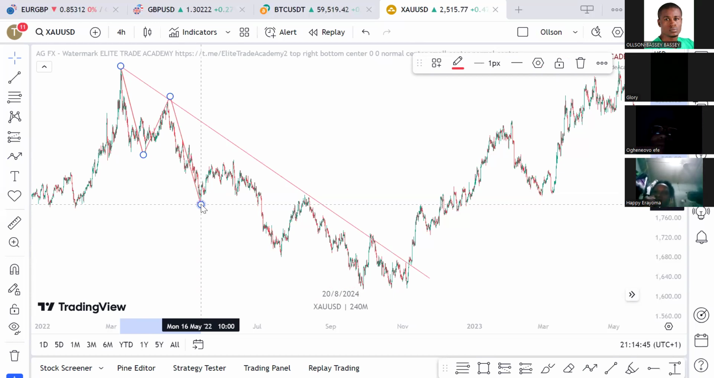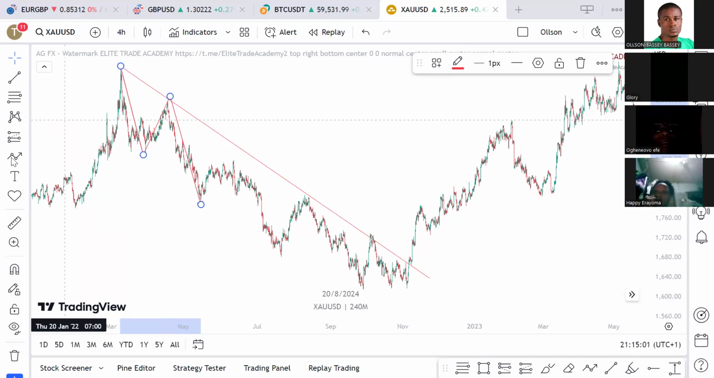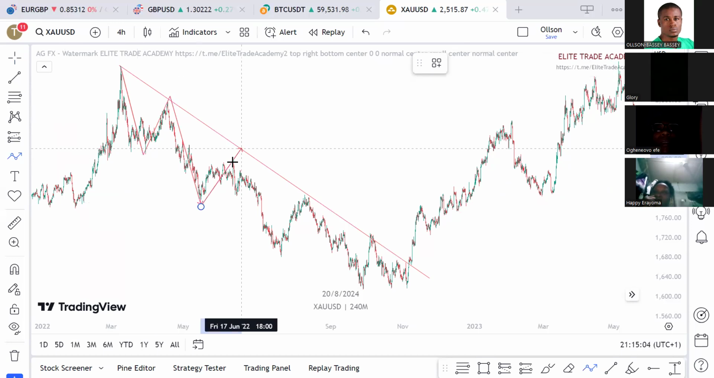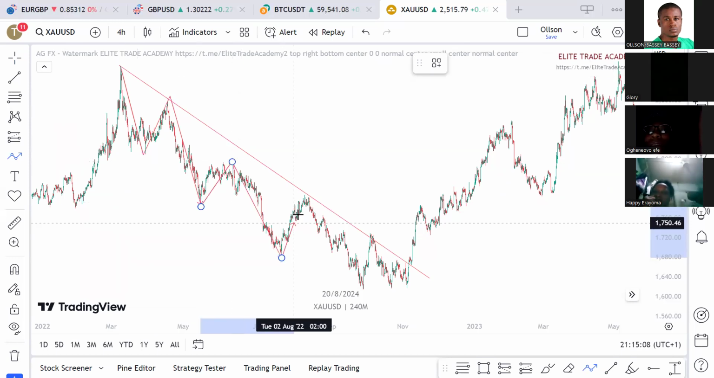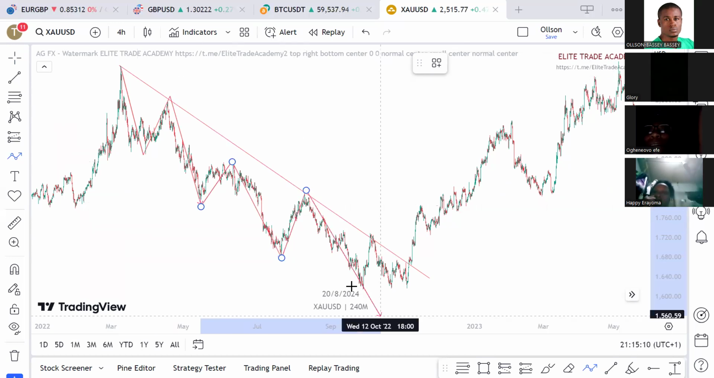Why is it called higher low? Because it's lower than the previous high. Okay? And why do we call this one lower low? Because it's lower than the previous low. Higher low, lower low, higher low, because this is lower than the previous low. So we continue like that. Okay? Higher low, lower low, higher low, lower low, higher low, lower low.